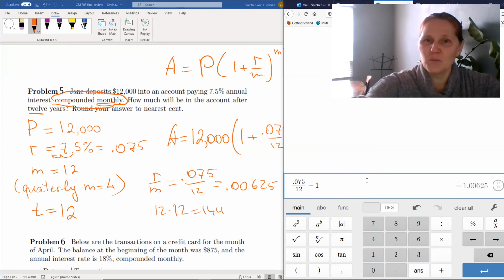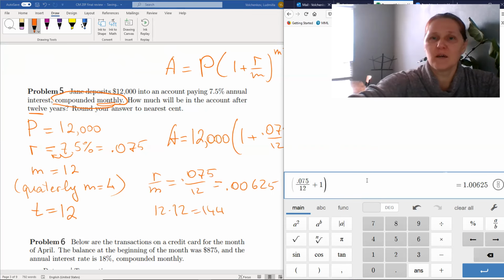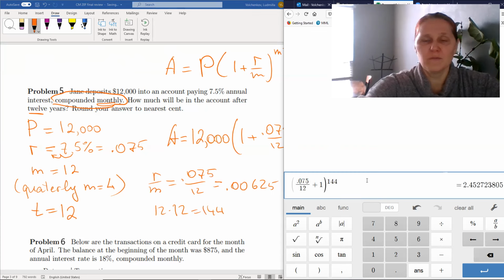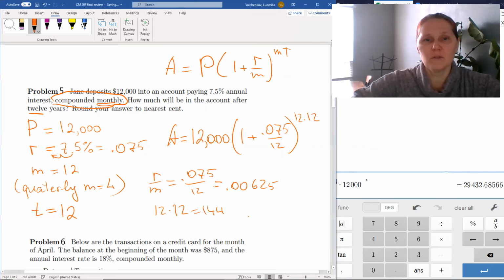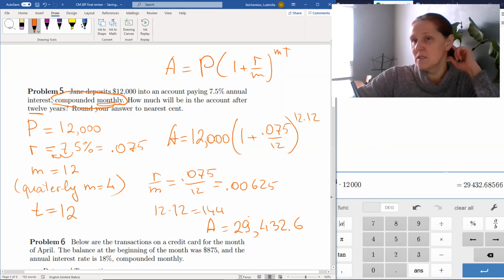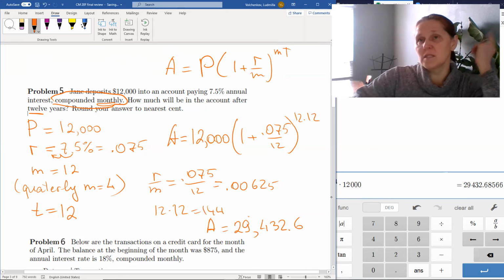Okay, then with plus 1, the sum is raised to the power 144, and then the total is multiplied by 12,000. The amount after 12 years will be 29,432.60. So the last digit is 8, but the next digit is 5, so we round up: 69 cents.